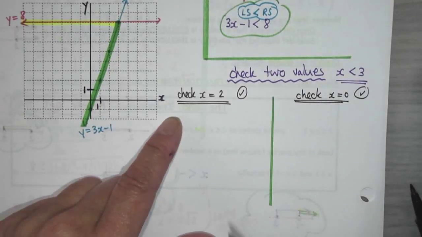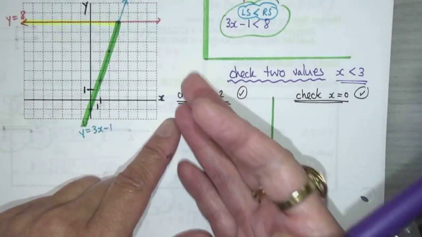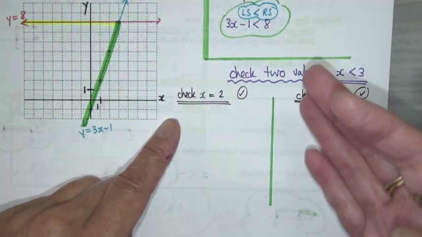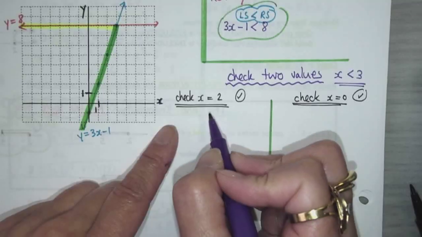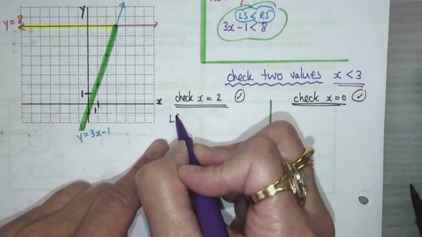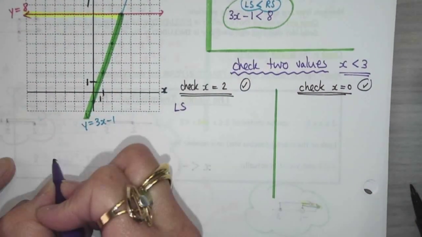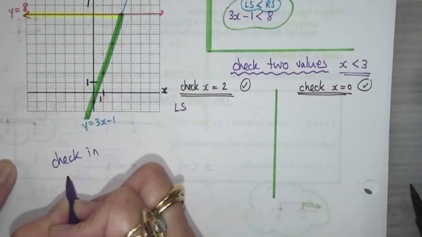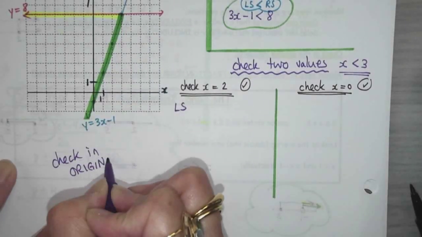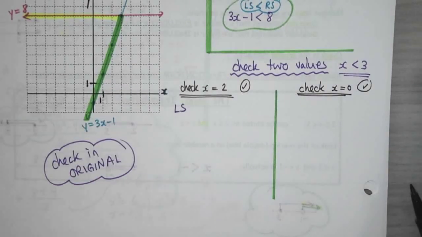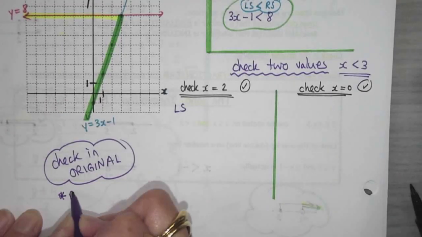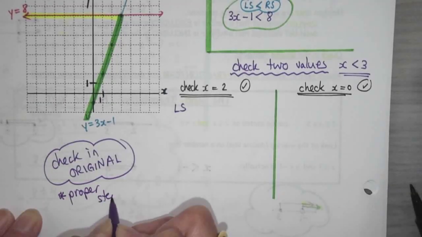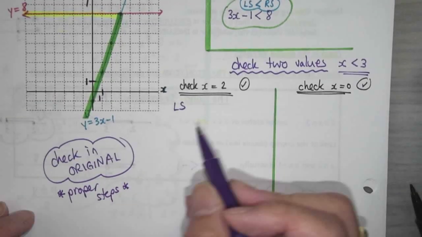So anyway, we're going to try to write neatly with process, right? And then they kind of go, yes, good, you got the right thought process. So we're going to do this. When I take this, I want you to take the left side of the original. So check in the original. Always check your answer in your original. I don't want you to check it in your second step. And I want proper steps, please. Proper steps.